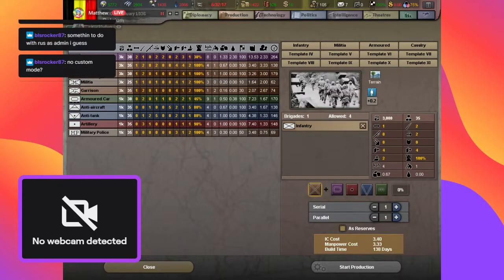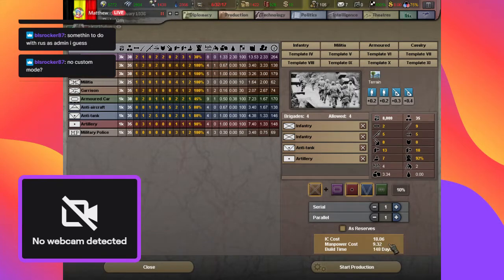So let me show you. Let's say I want to do 2 infantry. When I do this, I see manpower is 9.32, so I can eat that up pretty quickly because that's only one division right there. Let me move my cursor out of the way.